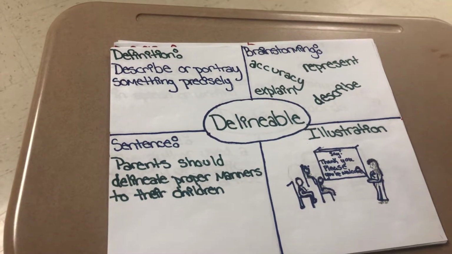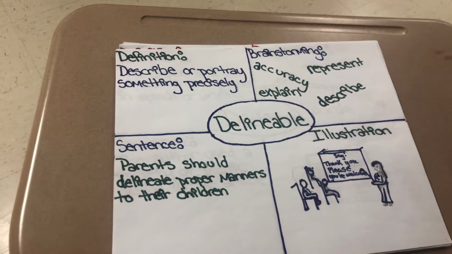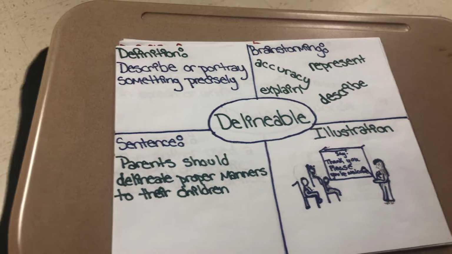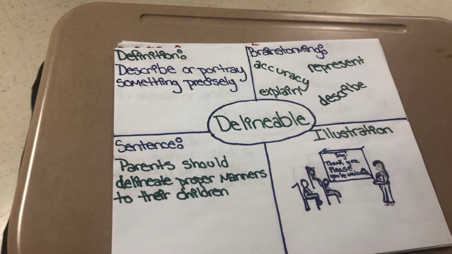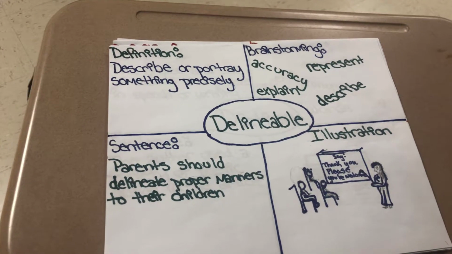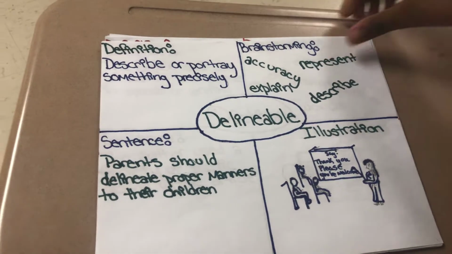The next word we have is delineate. The definition is to describe or portray something precisely. The sentence we have is, parents should delineate proper manners to their children. Some words are accuracy, represent, explain, or describe. And the picture is a teacher telling the kids what the manners are.